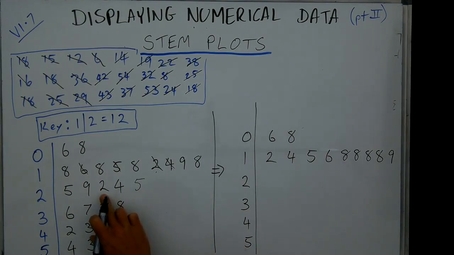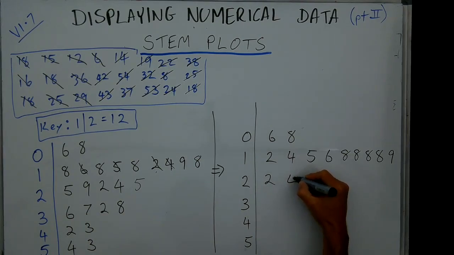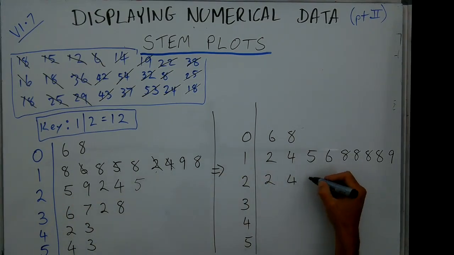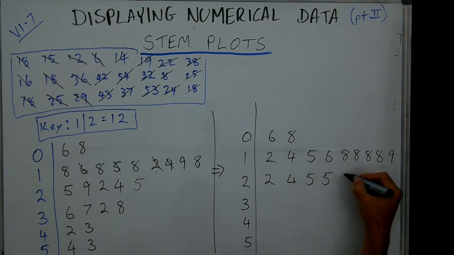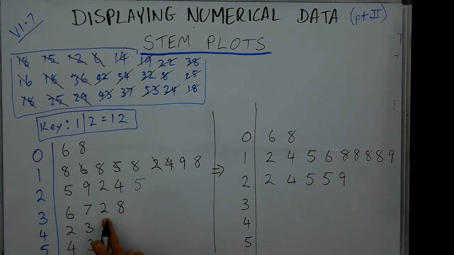Over here we've got a 2, a 4, 2 5s, and a 9, a 2, 6, 7, 8.